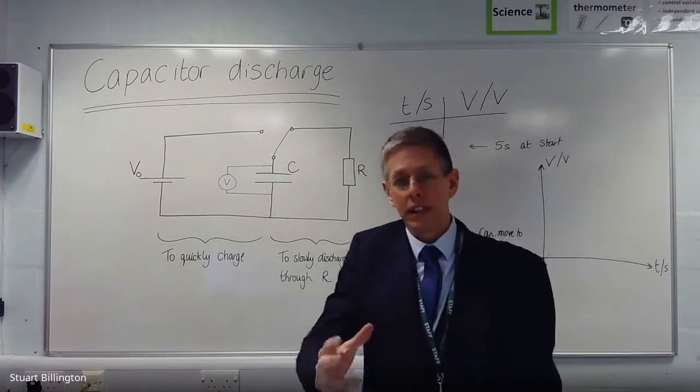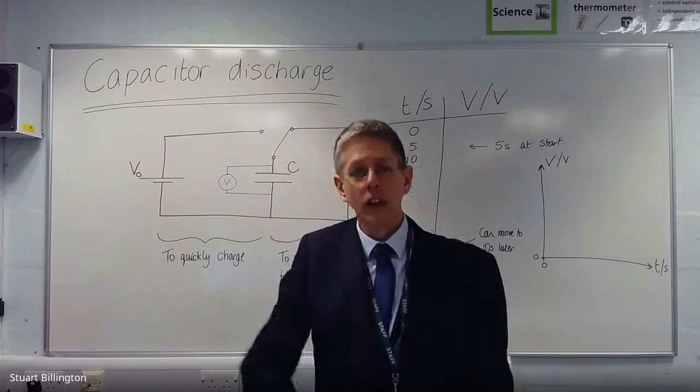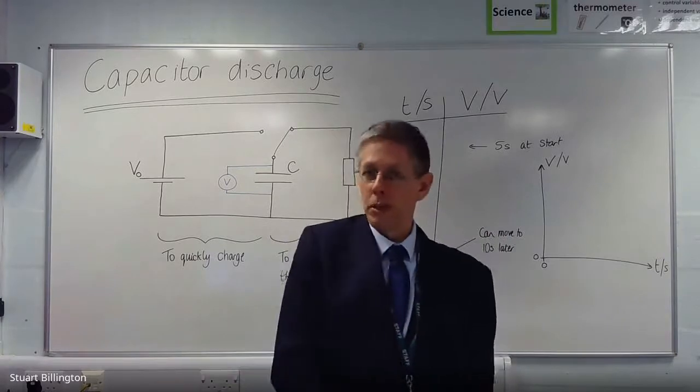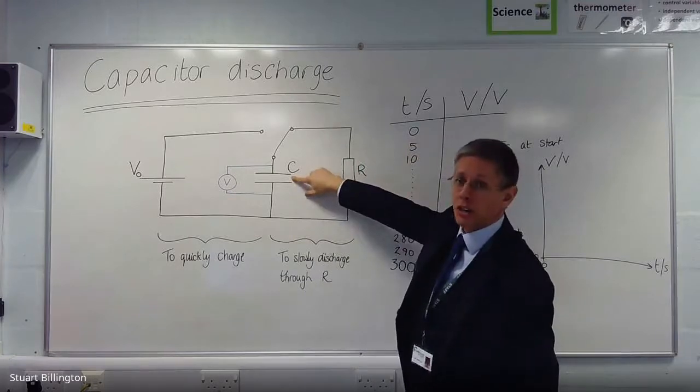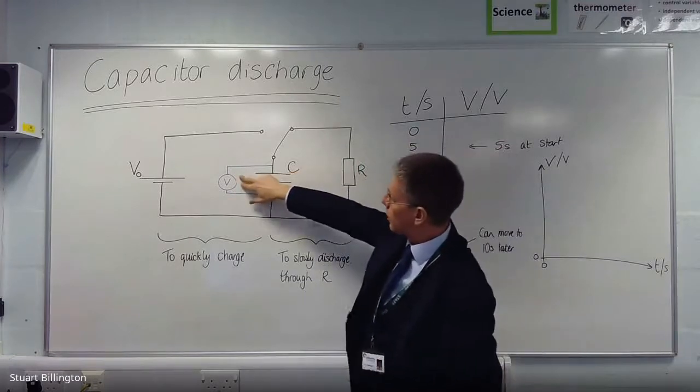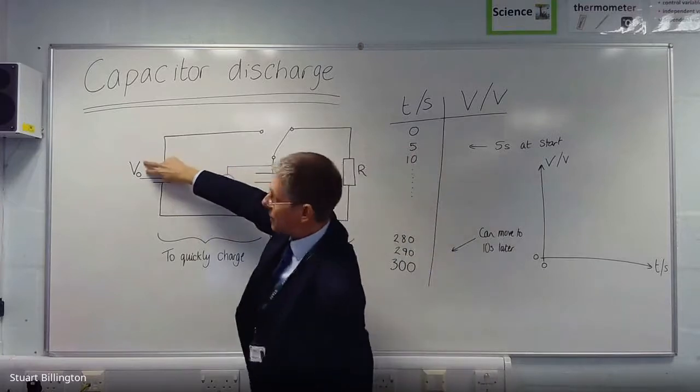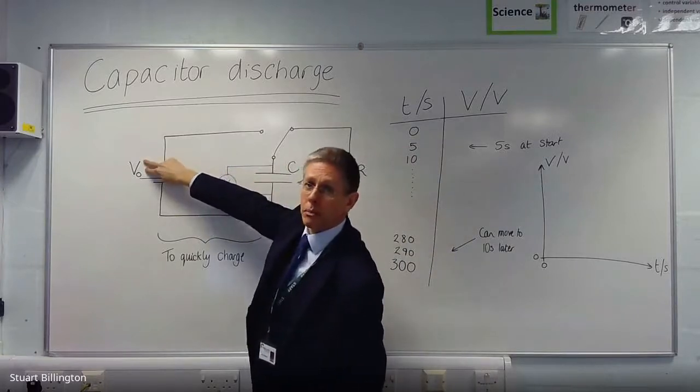And that means that it's going to deposit a load of electrons onto one of the plates by stripping them off the other plate. So this capacitor is about to become charged, and it will be initially at the same potential difference as the power supply.